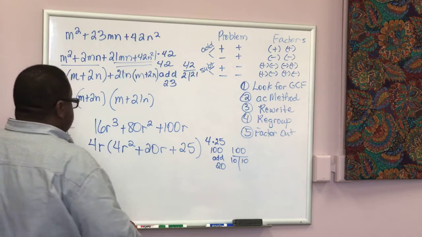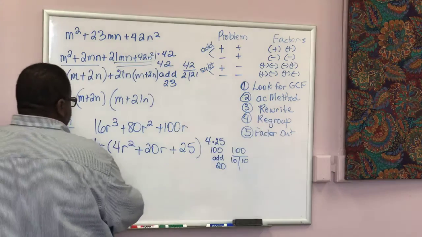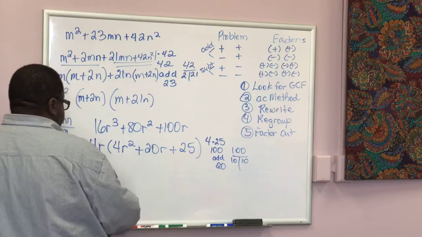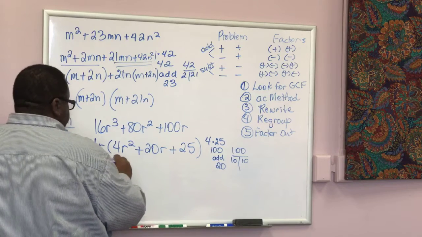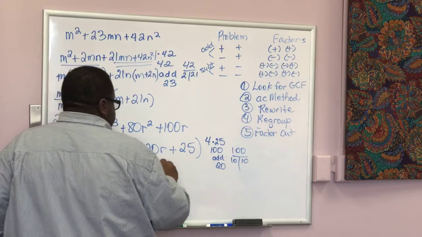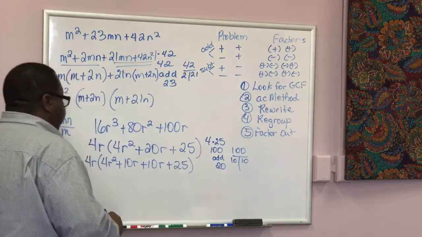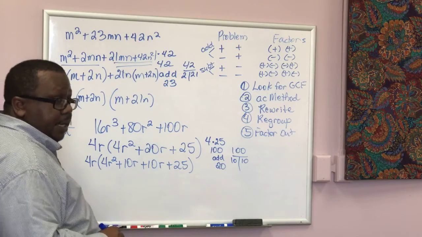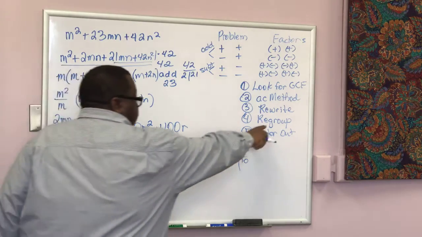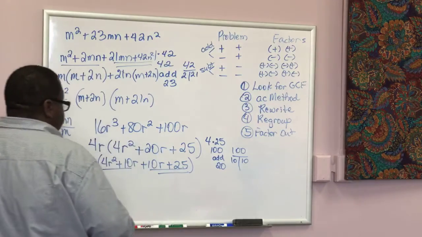Okay. So now we're going to do what? Rewrite it. Bring down the 4R. We threw it there for now. 4R squared plus 10R plus 10R, then plus 25. All right. And now we're going to do what? Regroup it. So we're going to take the first set and then the last 2 sets.